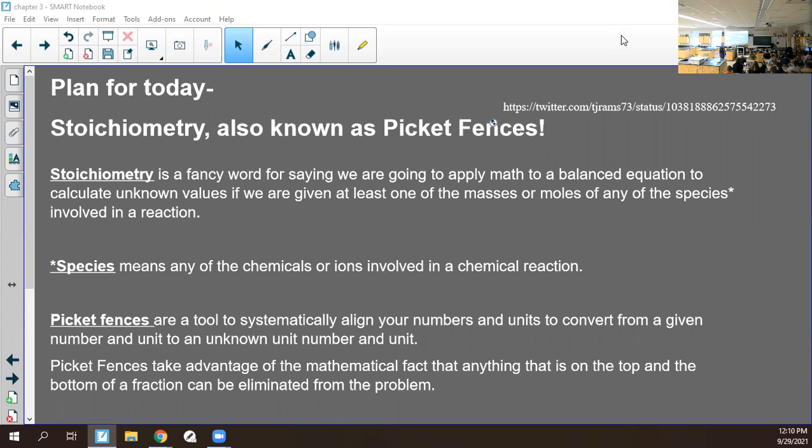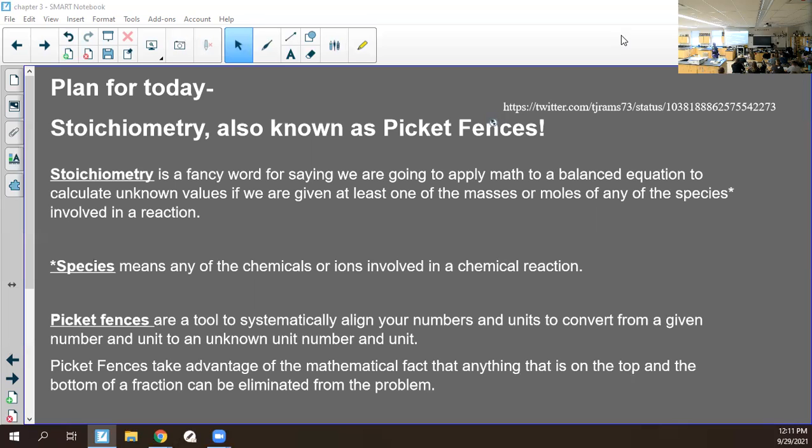Stoichiometry. I love it. Also known as picket fences. If you've heard your friends describe the picket fence, that's really stoichiometry. And it isn't exactly, but it kind of is, whatever. So just a couple of words here. You don't have to write these all down, but I'm going to use the word stoichiometry. It's a fancy word for saying we're going to apply math to balanced equations. It's how we compare amounts of things to each other.